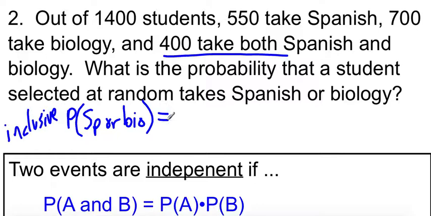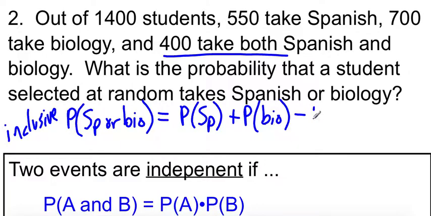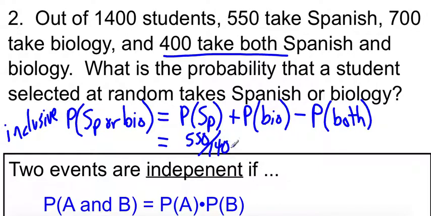To find the probability of inclusive events, we want to know the probability of getting someone in Spanish class, plus the probability of getting someone who's in biology, and then we want to subtract out the overlap. I'm just going to call it both. The probability of taking Spanish is 550 out of 1,400. The probability of biology was 700 out of 1,400.